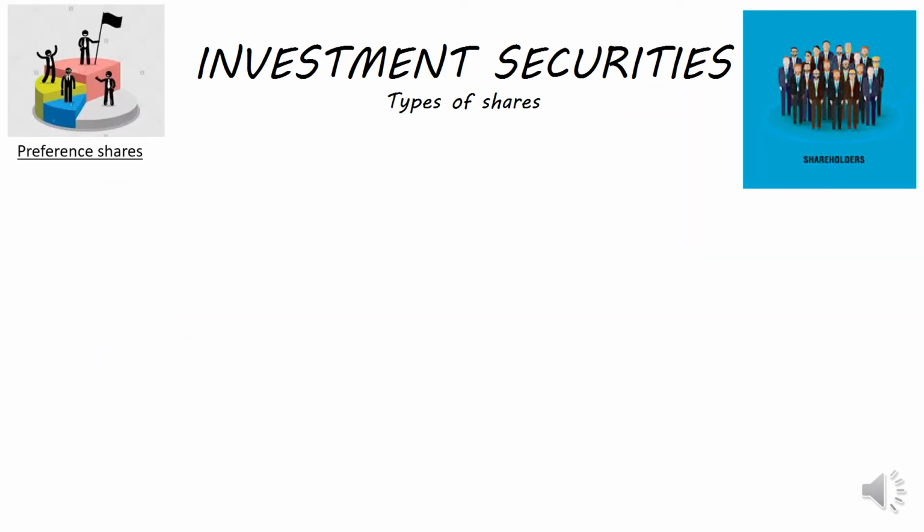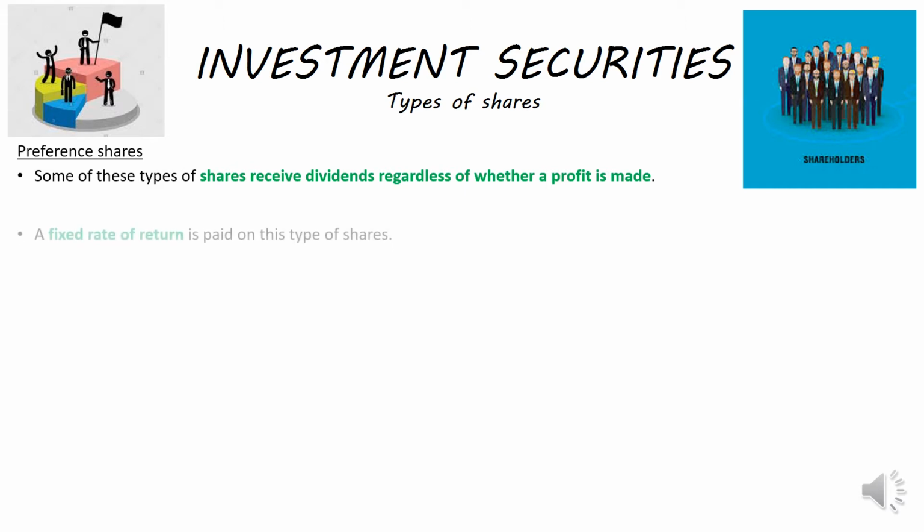Right, if we go to the preference shares. Now some of these types of shares you're going to see, we're going to do a whole section on different kinds of preference shares. Some of the preference shareholders will receive a dividend regardless of whether a profit is made or not. So some preference shareholders might receive their dividends even if the company is making a loss. Okay, but we'll look at the types of preference shares later.